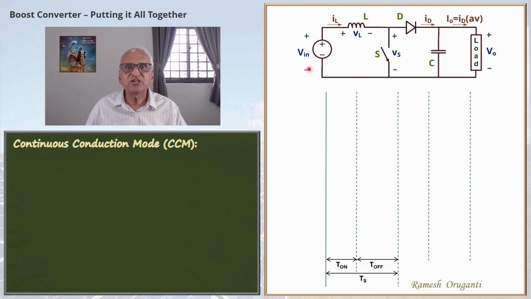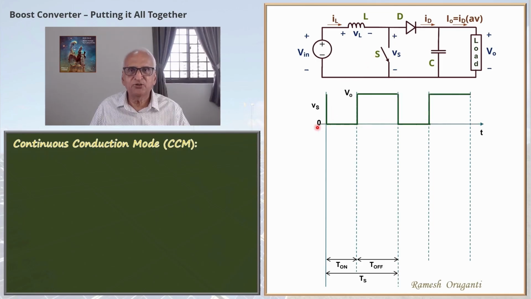Vs is the voltage across the switch. When the switch is on, Vs voltage will be 0. It's an ideal switch. And when the switch is off, the diode will be conducting. So the switch voltage will be equal to the output voltage V0. V0 is assumed to be some steady DC voltage.